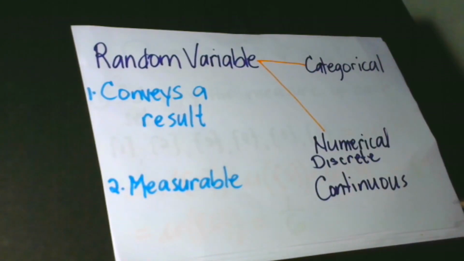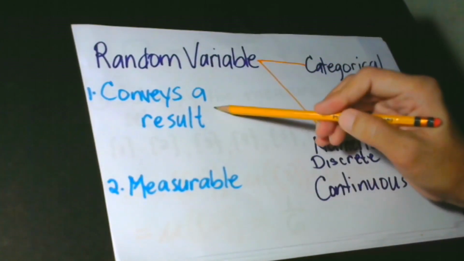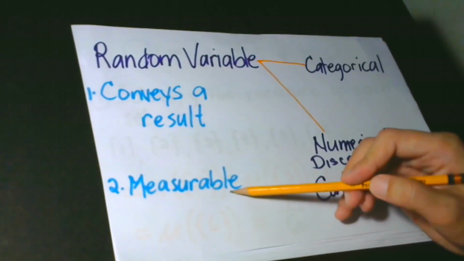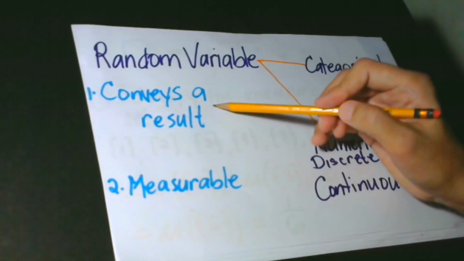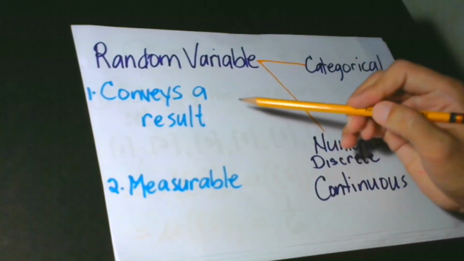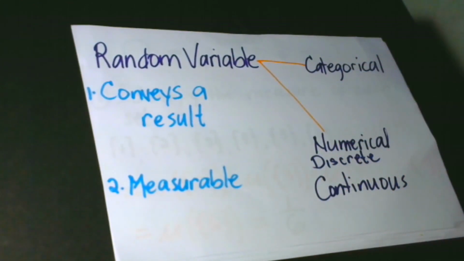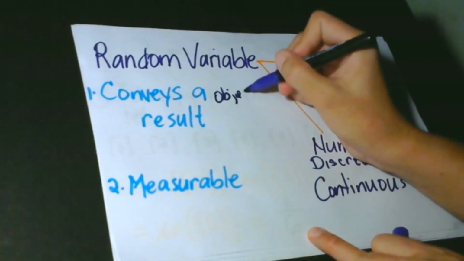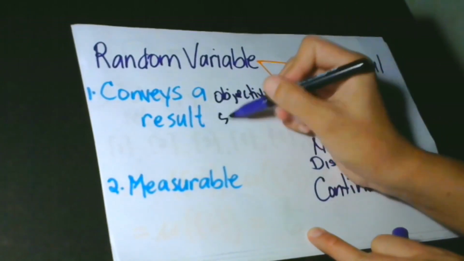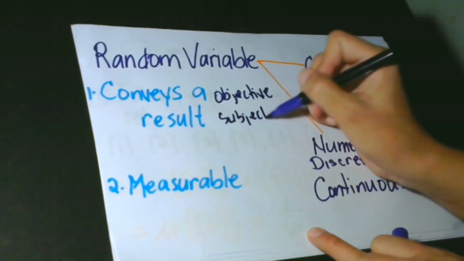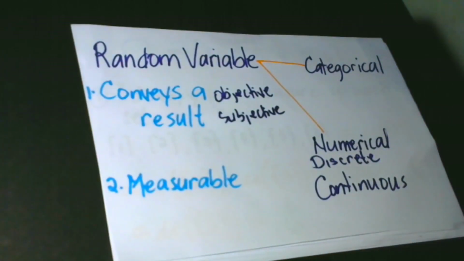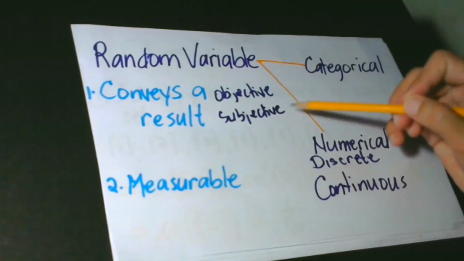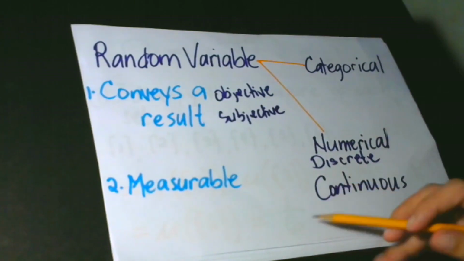A random variable has 2 properties. First, it conveys a result, and second, it is measurable. In the first property, we have to think of 2 processes. So let me write here. It is objective, then subjective. It is an objective random process. It can also be a subjective random process.